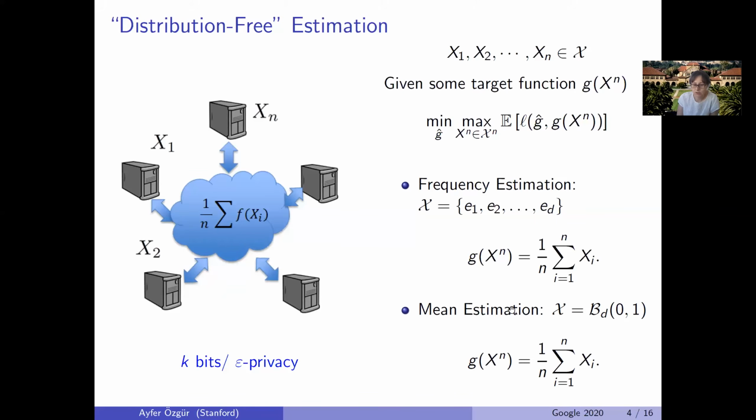The second case would be distributed mean estimation. Here we assume that each sample is some arbitrary d-dimensional vector lying in the d-dimensional unit ball. The goal at the central node is to estimate the empirical mean of these d-dimensional vectors. And of course, we want to do all this under bit constraints on the communication and privacy constraints.